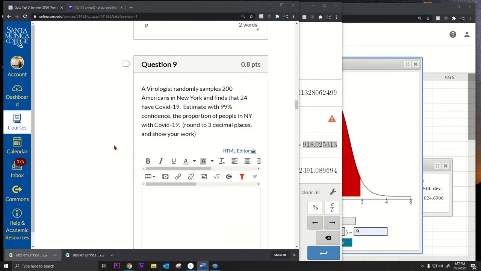Okay, so number 9 is a confidence interval. 99% confidence interval. And is this the proportion? Yes, it is a proportion. So now this one you can use the normal distribution. If it's the mean and they don't give you a sigma, you have to use the t-distribution. On this one, you can use the normal distribution.